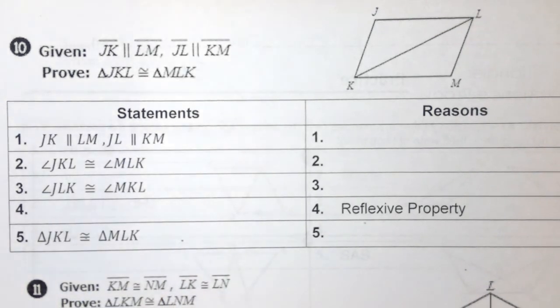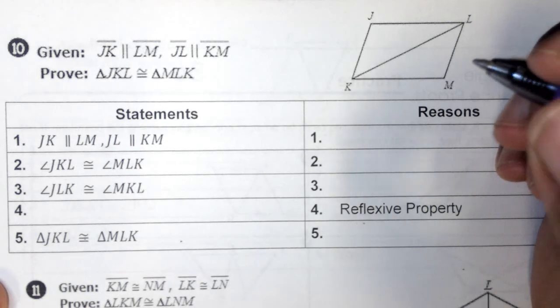Number 10. I'm going right into it. JK is parallel to LM. JL is parallel to KM. Prove the triangle JKL is congruent to triangle MLK. First thing we want to do, mark our given information.